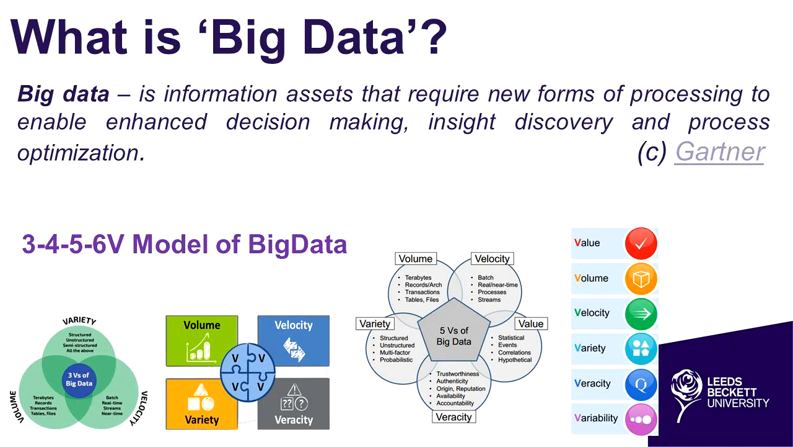So the bottom line is, we have established that the data we handle in current computing systems is complex like never before. It is huge, dynamic, complex, varied, and most of the time inconsistent. We need a name to describe all this, and hence we call it big data. As you can see from the definition on the slide, big data are information assets that require new forms of processing to enable enhanced decision making, insight, discovery, and process optimization.